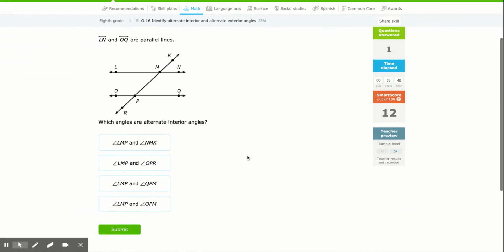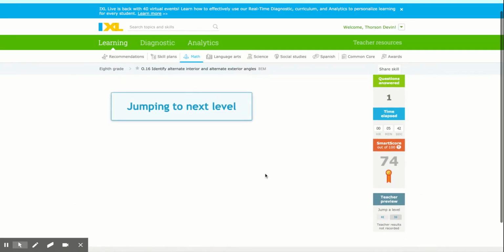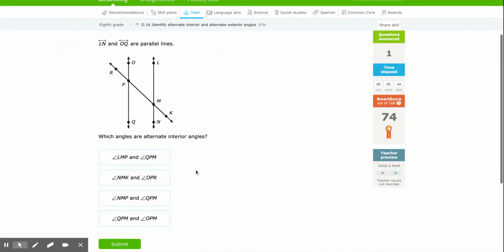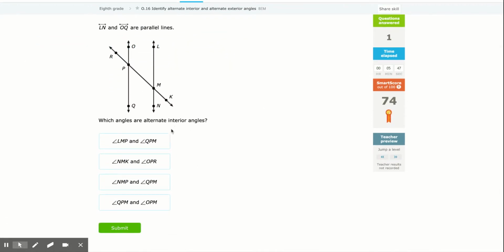Okay, so let's look at another one. And I'm going to jump ahead a little bit because you're going to ask for, again, alternate. They're going to keep doing alternate interior for a while, but let's do that. First thing I'm going to notice is that they have multiple on both, but that's all right.